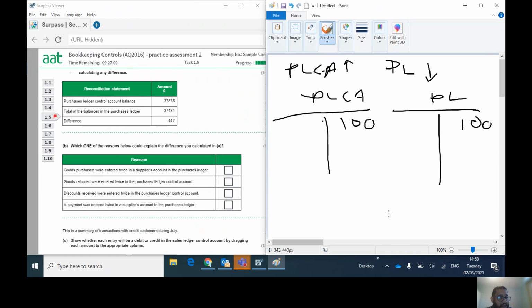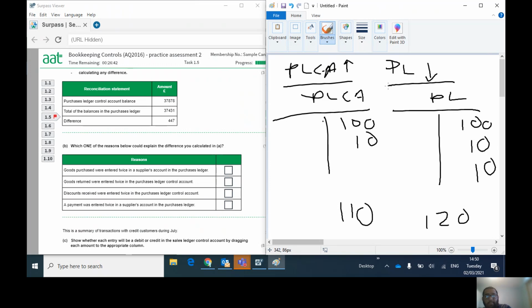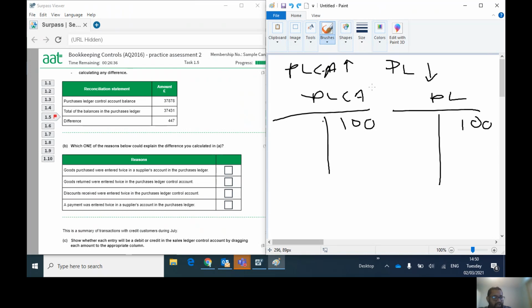Goods purchased were entered twice in the supplier's account on the purchase ledger. So when we buy more goods, we enter on the credit side of it. This is how it should have been done. But what we have done is entered it twice on my purchase ledger. So the balance is 120 here and 110 here. This one is not met. If that is not met, that is not the right answer. So let's clear that. First answer, it's wrong.